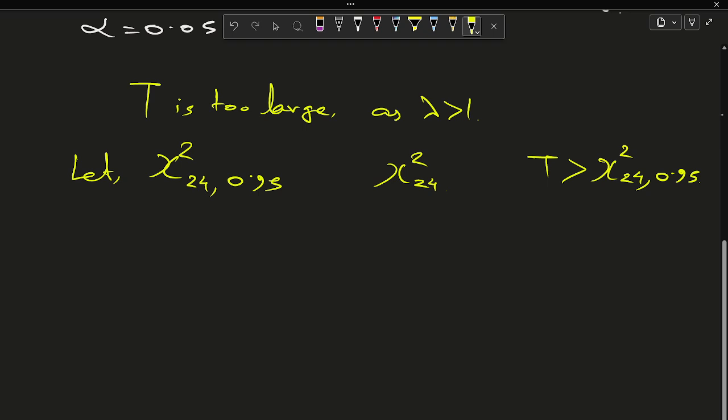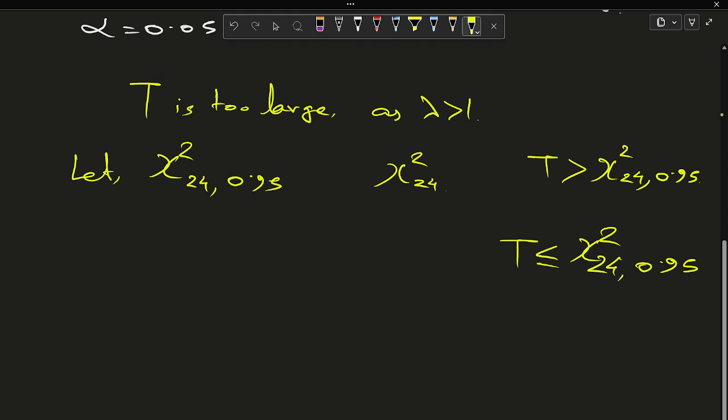The test rejects H0 if T is greater than this. Rewriting the inequality, we observe that T is less than or equal to chi-square 24, 0.95. This is the complement of the rejection region and thus not valid.